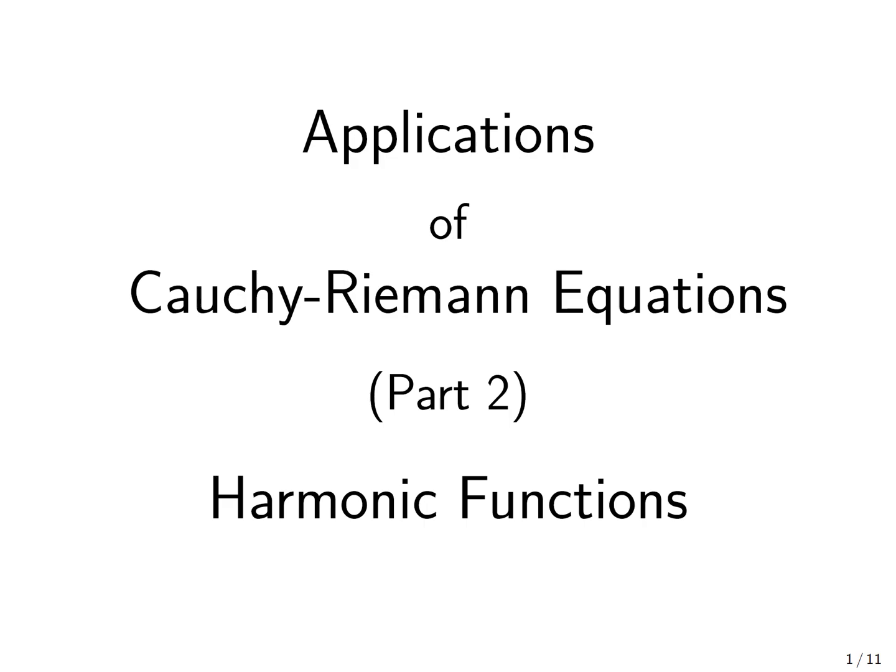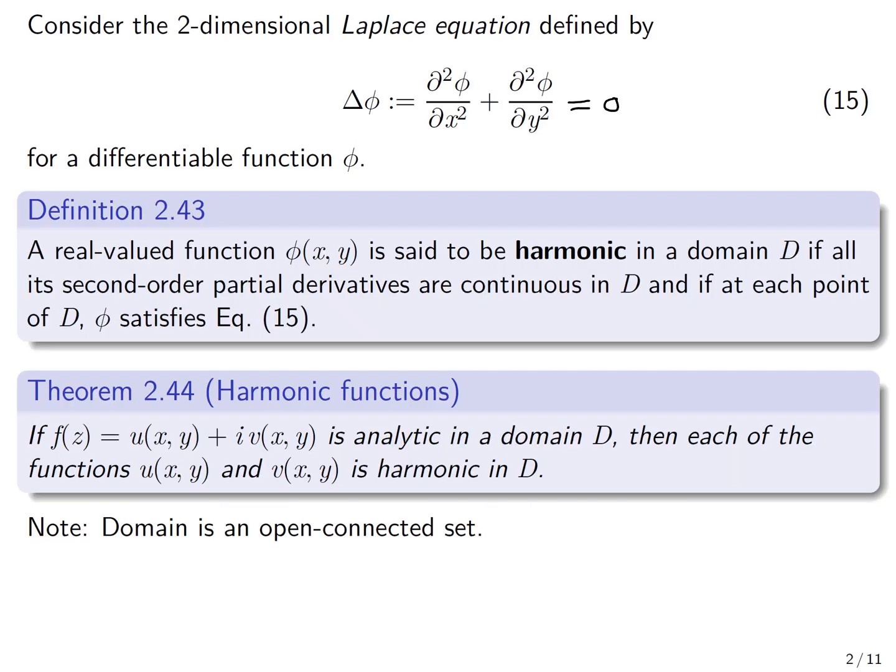In this video, we're going to learn about another application of the Cauchy-Riemann equations, the harmonic functions. Consider the two-dimensional Laplace equation, which is defined as del squared phi. Del squared phi is defined as the second partial derivative of phi with respect to x plus the second partial derivative of phi with respect to y equals zero. So this is what we call the Laplace equation.